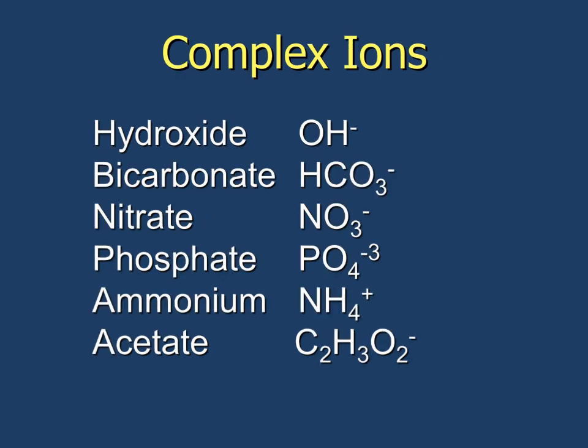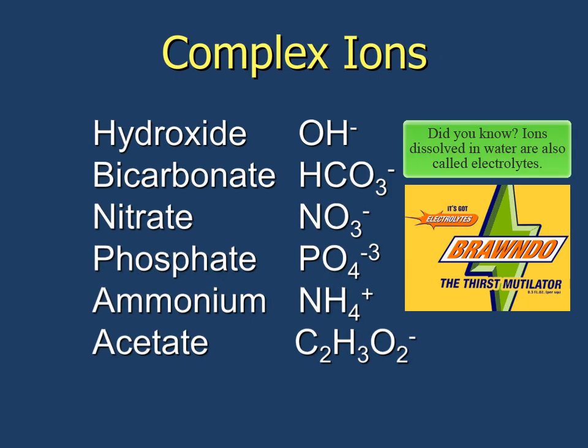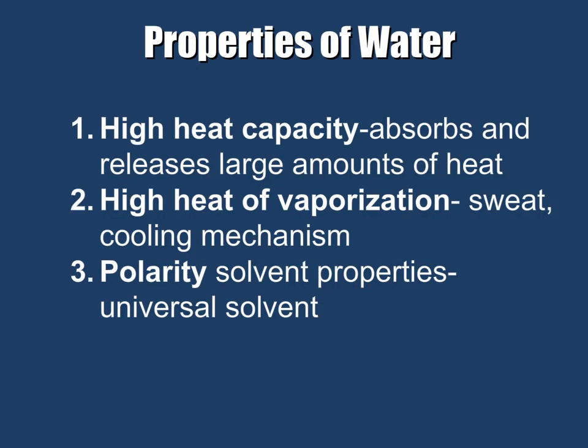In addition, we can have complex ions, which are ions containing atoms of 2 or more elements. For example, hydroxide ions, phosphate ions, and acetate ions. So far we've talked about 2 different types of chemical bonding: covalent bonding, where atoms will share electrons, and ionic bonding, where atoms either give up or receive electrons. Both of these are methods of forming very strong chemical bonds in between individual atoms.